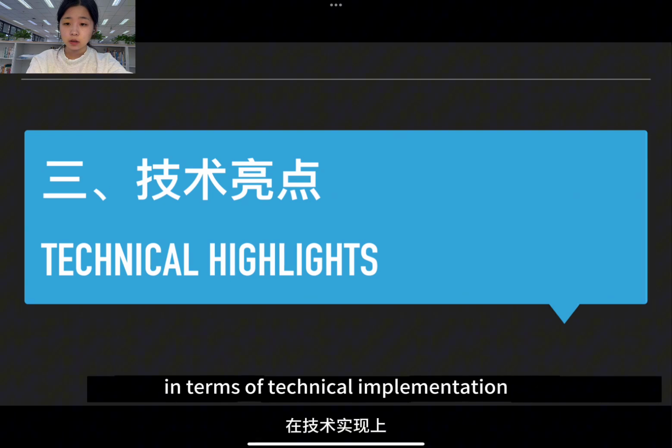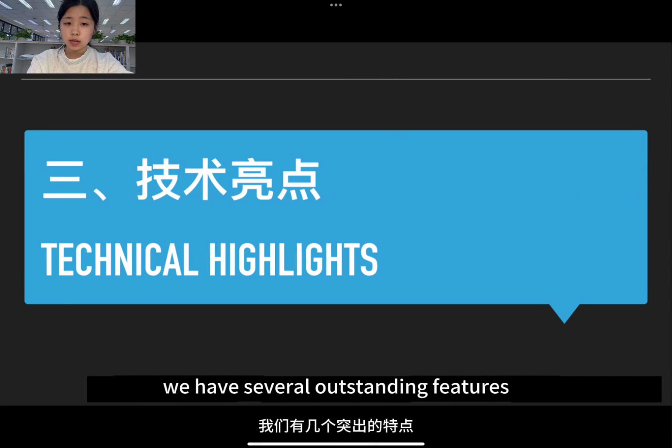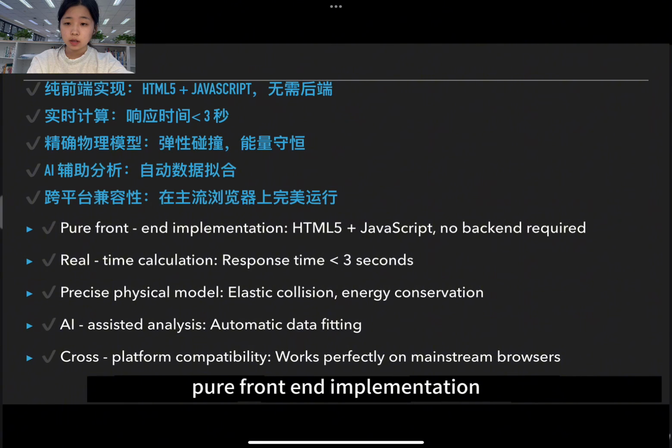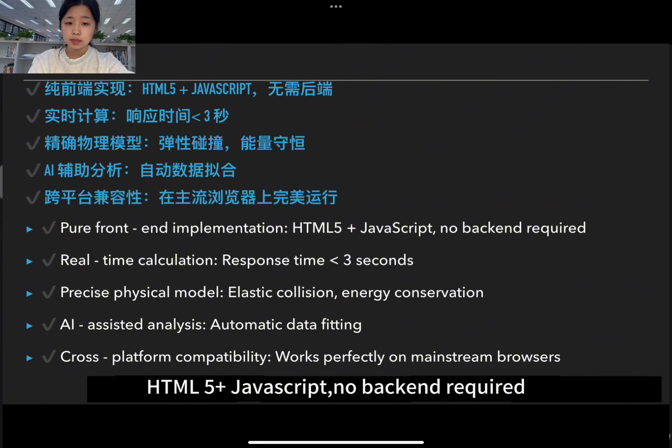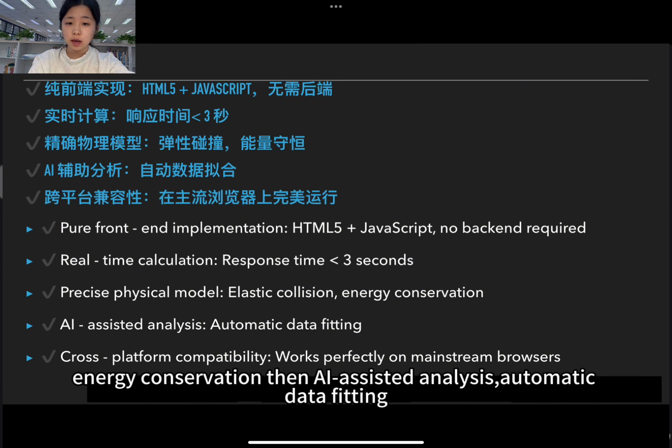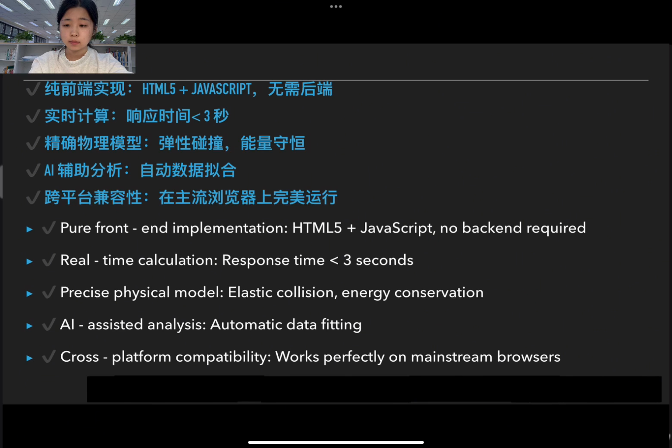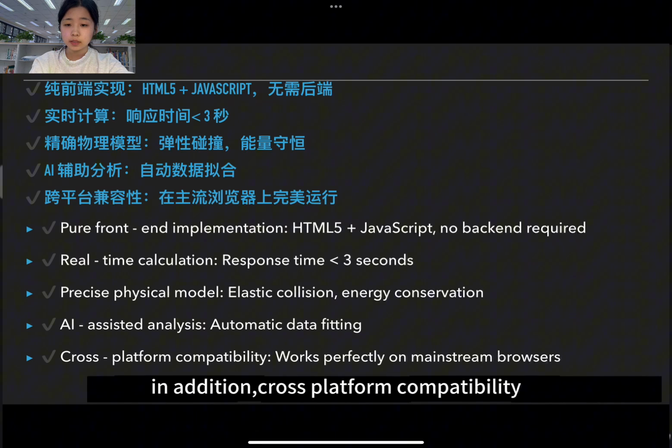In terms of technical implementation, we have several outstanding features: pure front-end implementation with HTML5 plus JavaScript, no backend required. Next, real-time calculation, response time less than 3 seconds, precise physical model, elastic collision, energy conservation. Then, AI-assisted analysis, automatic data fitting. In addition, cross-platform compatibility works perfectly on mainstream browsers.